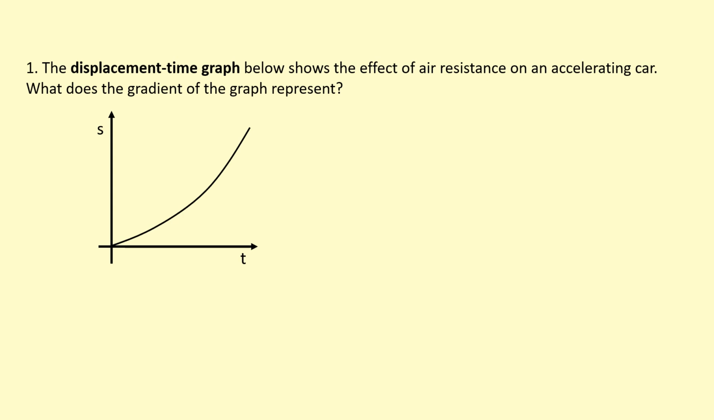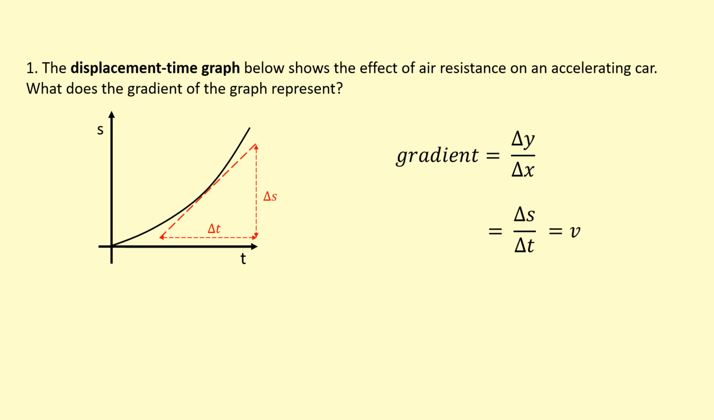So first of all, you can see the gradient is changing, so we need to pick the gradient at a particular point. You draw a tangent at that point, and then you ask yourself, if gradient is change in y over change in x, what does the change in the y-axis mean? In this case, there's a change in displacement, and the x-axis is change in time. So what is change in displacement over change in time? Hopefully you know the definition of velocity, that the rate of change of displacement is velocity. So therefore the gradient is velocity.